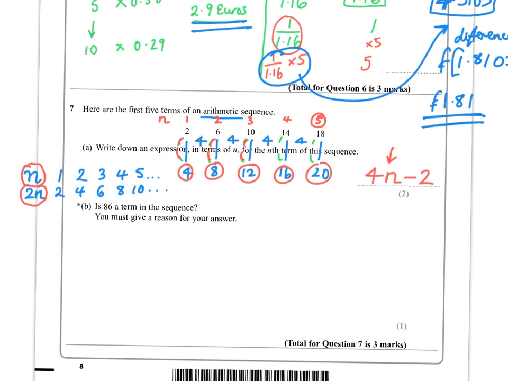Now, some people write something like t equals 4n minus 2. That's not an expression. Expressions don't have equal signs in them, so don't overdo it and put something like that. 4n minus 2 is fine.